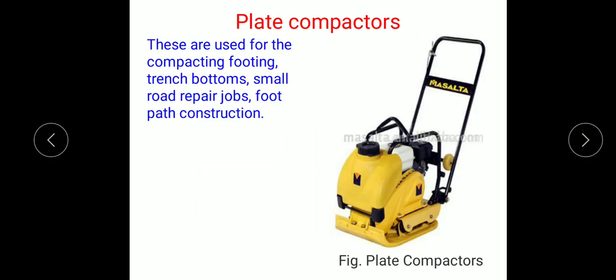Next type of compactor is the plate compactor. As the name indicates, plates are provided at the bottom side for the compaction purpose. Such type of compactors are used for compacting footings, trench bottoms, small road repair jobs or footpath construction. So the figure of this plate compactor is as shown here. Here we can see a plate is provided for compaction purpose, and this can be operated manually by giving direction to the machine.